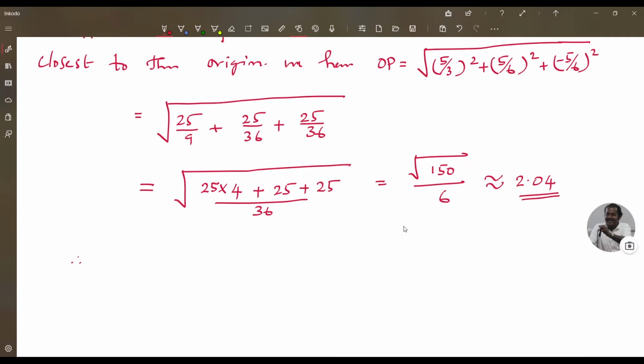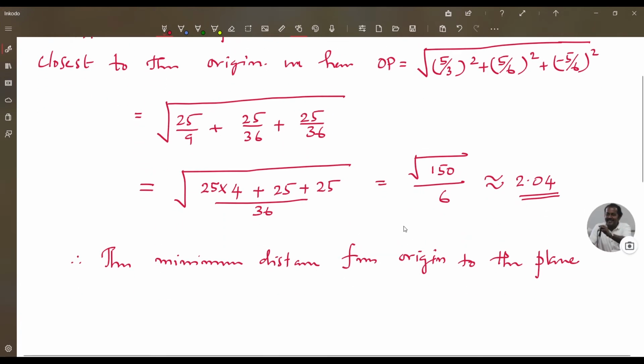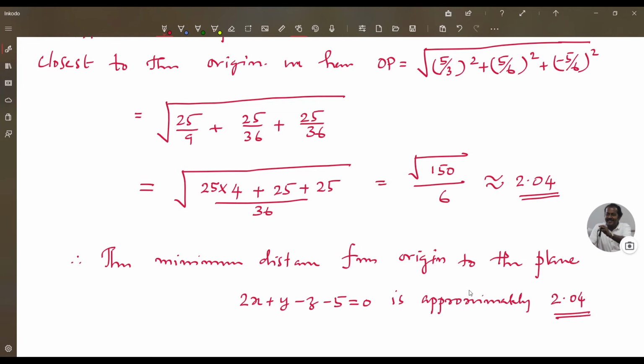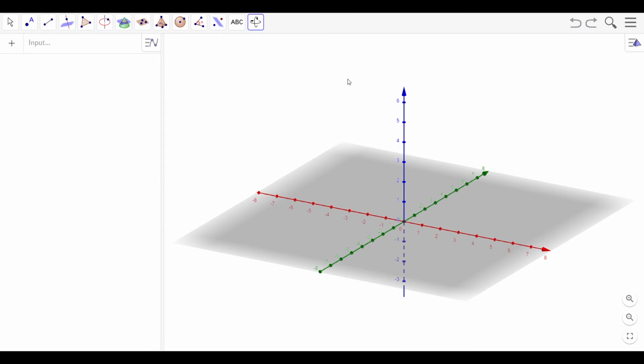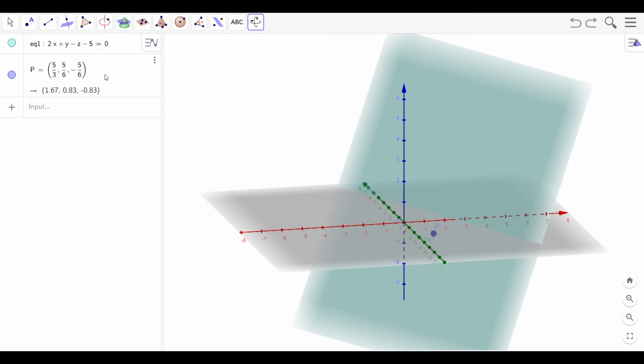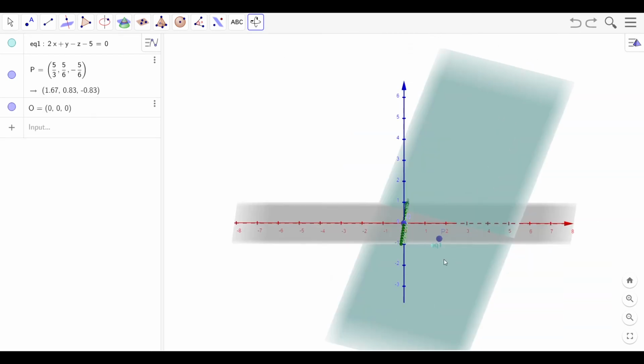Therefore, the minimum distance from origin to the plane 2x plus y minus z minus 5 equal to 0 is approximately 2.04. You can illustrate this using GeoGebra. So this is your GeoGebra window. You first plot the plane, 2x plus y minus z minus 5 equal to 0. Then you plot the point 5 by 3, 5 by 6, minus 5 by 6. And then you plot the point origin O. And you know that this is the point P and this is the point O.